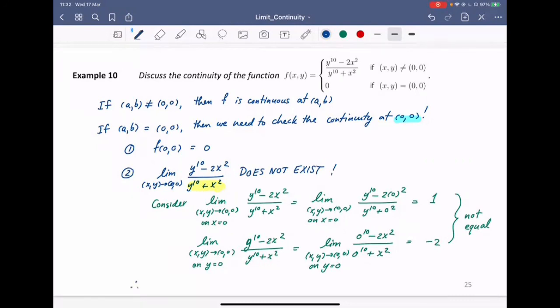That means, to sum up, f is not continuous, because condition number 2 does not work out. So f is not continuous at (0, 0). So for this function, f is continuous on any point except (0, 0). Sounds good?